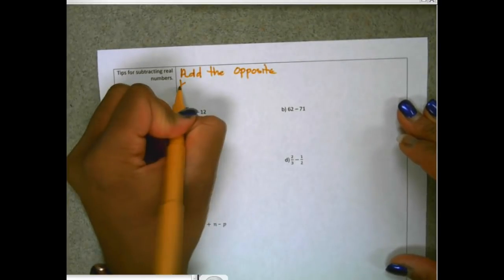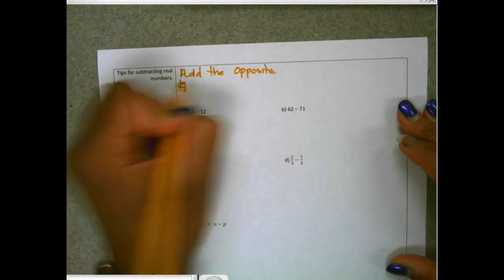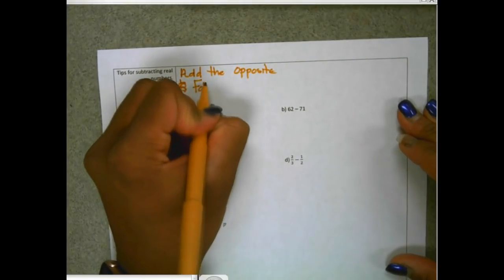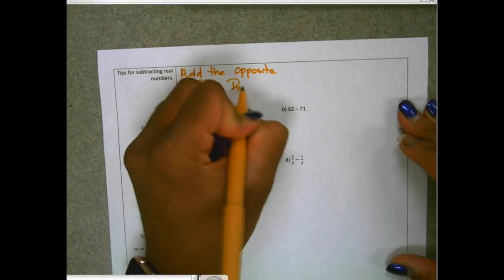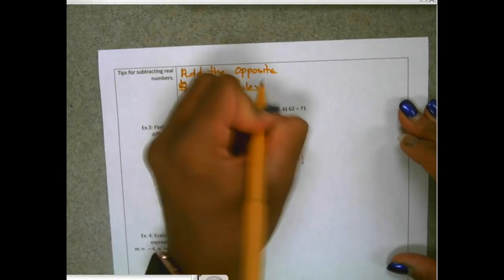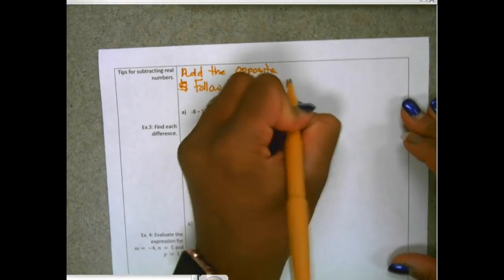And then after that, we're going to buzzkill. Follow the rules, because now we're adding for addition.